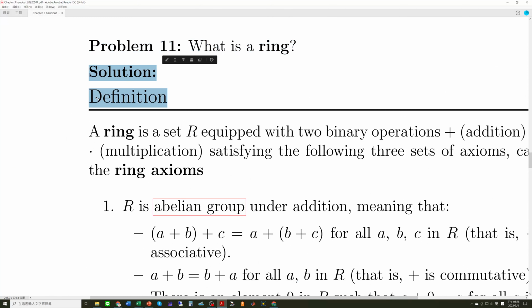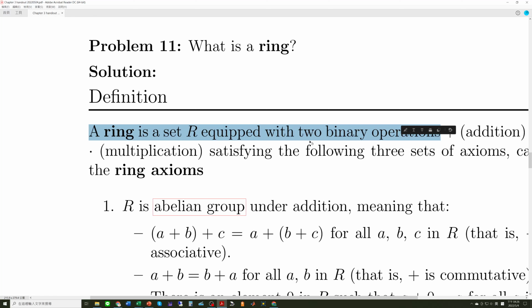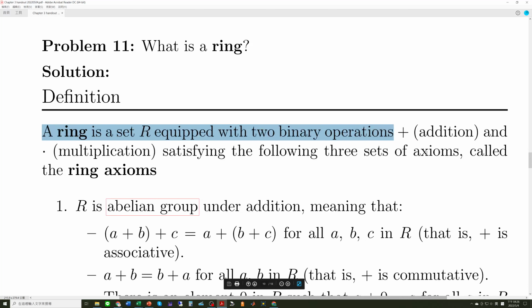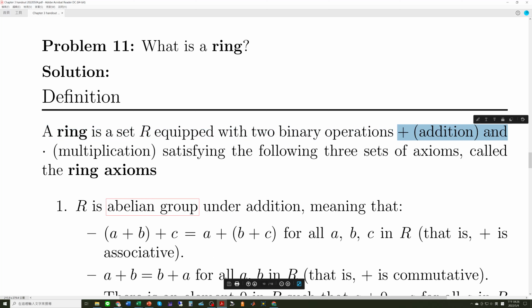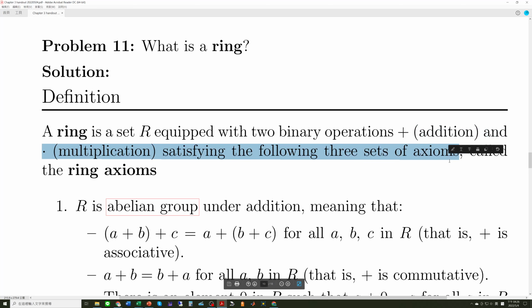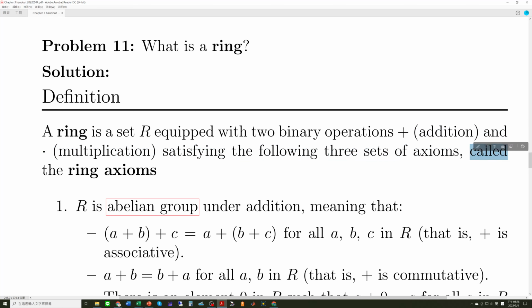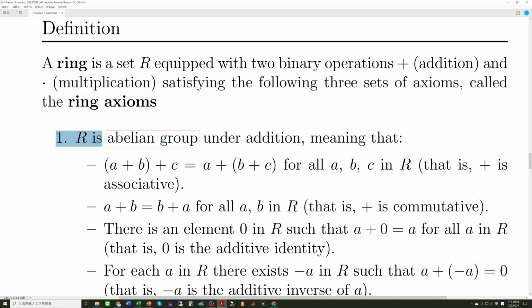First, let us see the definition. A ring is a set R equipped with two binary operations, plus (addition) and dot (multiplication), satisfying the following three sets of axioms, called the ring axioms. First, R is an abelian group. What is an abelian group? We will introduce it later.